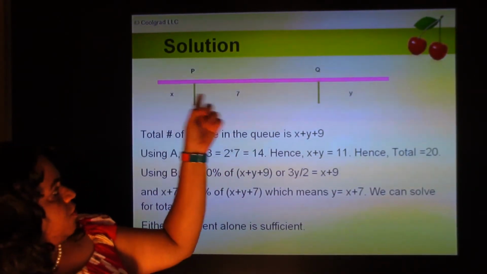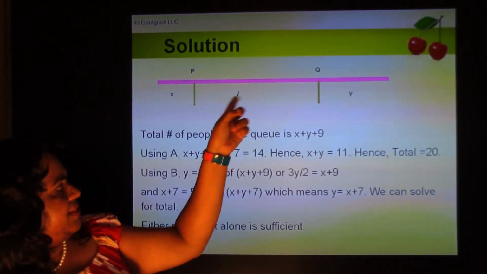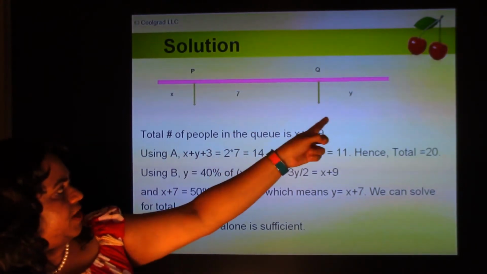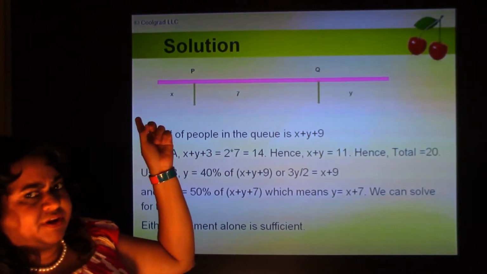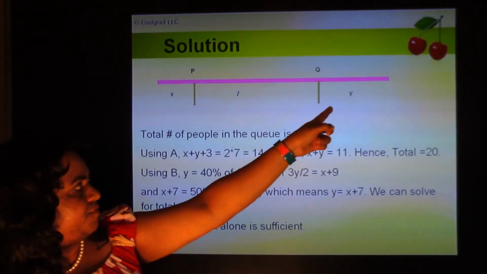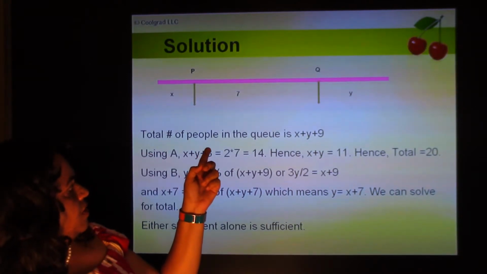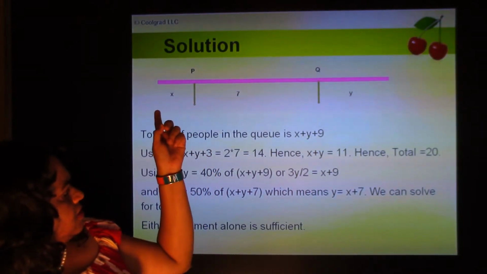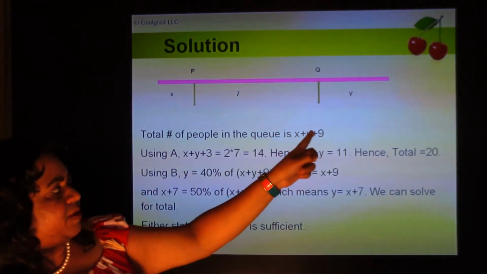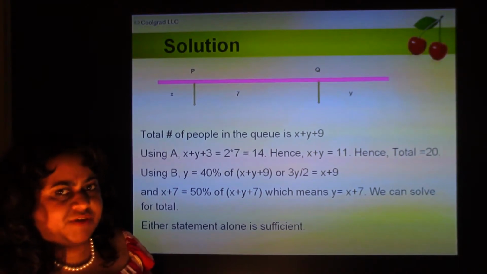So let's say we draw a line like this. So P is here and Q is here, and in between there are 7 people. So P plus Q plus 7 is 9, okay? And then X number of people in front of P, and Y number of people after Q. So total number of people in the queue is X plus Y plus 7 plus 2. So X plus Y plus 9. That's the total number of people. So we have to try and find out the value of X plus Y plus 9.